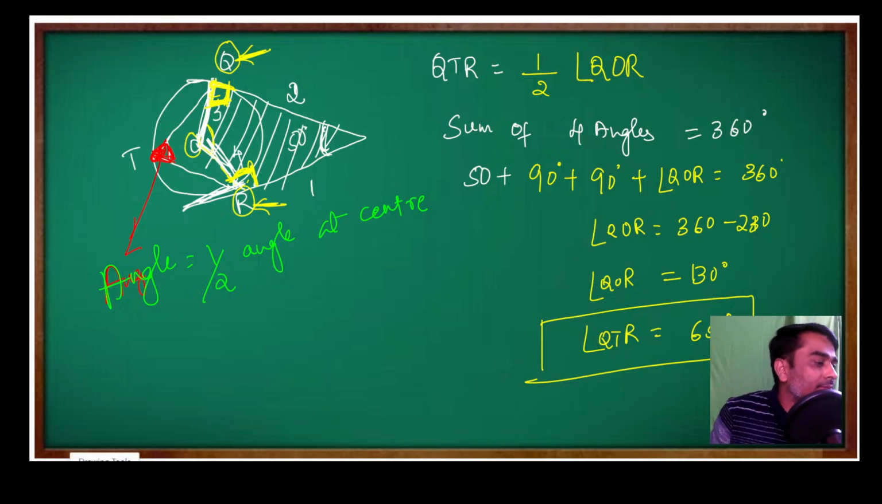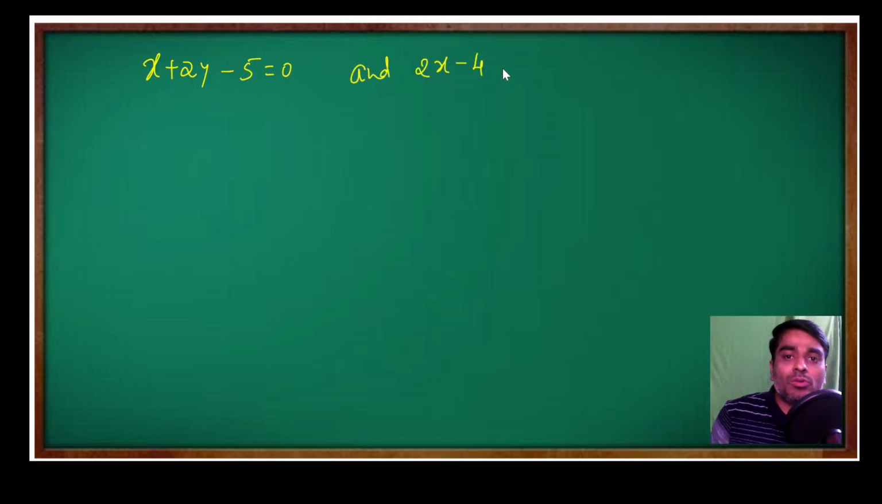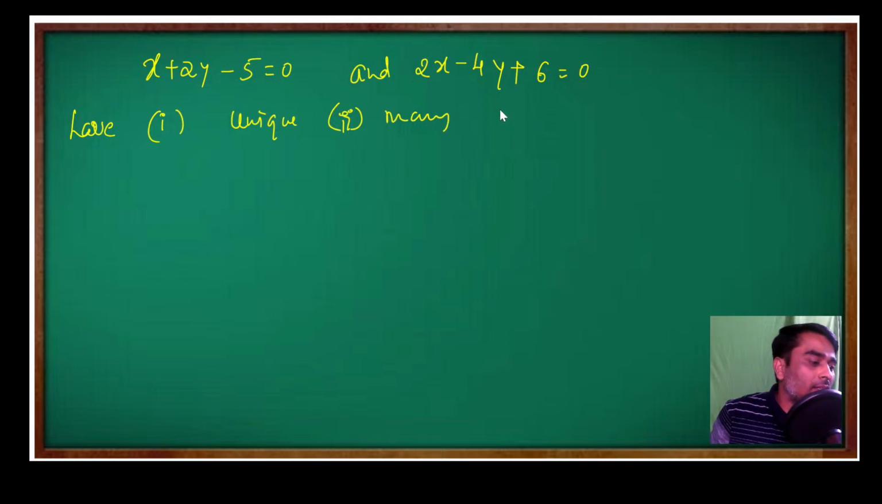Okay, next one. The next one is pair of linear equations. x plus 2y minus 5 equal to 0 and 2x minus 4y plus 6 equal to 0 has what solution? Unique or many, 2 options.